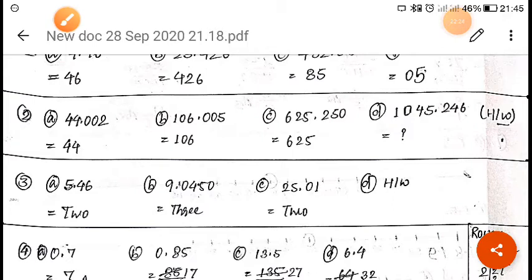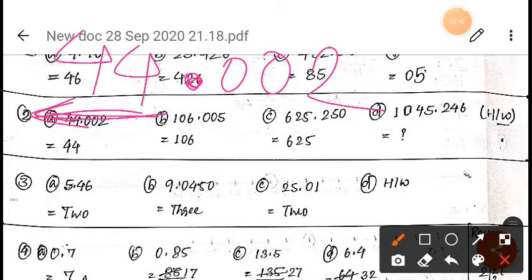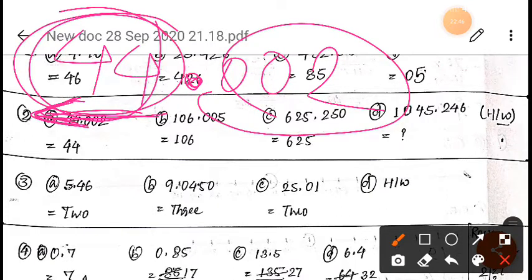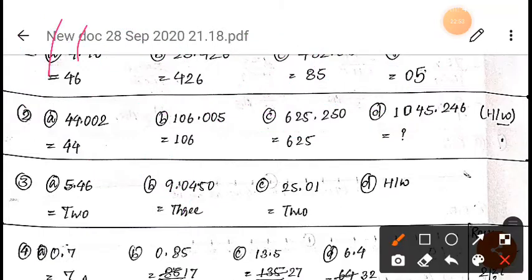Write the whole number part in each of the following decimal numbers. We have to write the whole number part, meaning before the point. Suppose the first question is 44.002. So this is the point, right? This part before the point is called the whole number part, and this is the decimal part. So the whole number part will be 44.